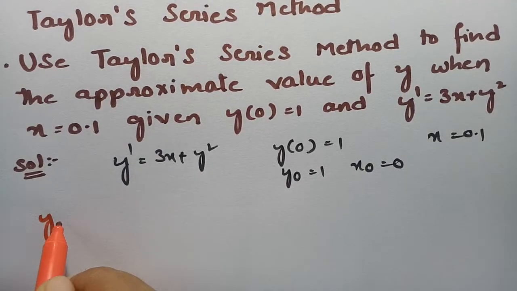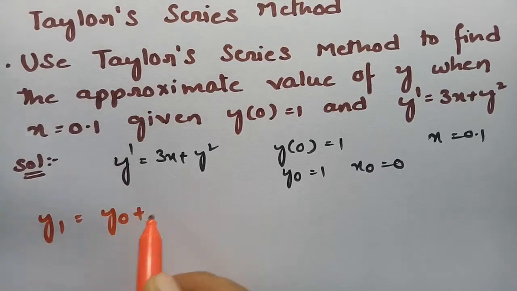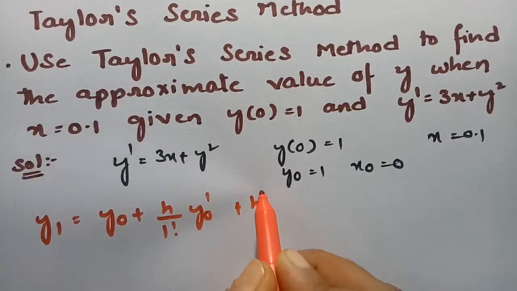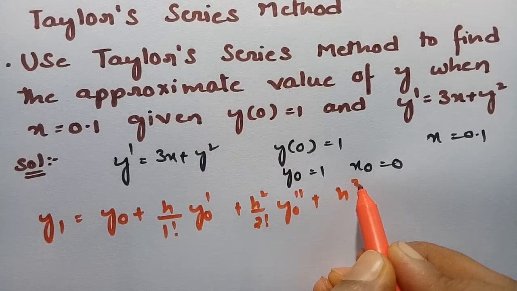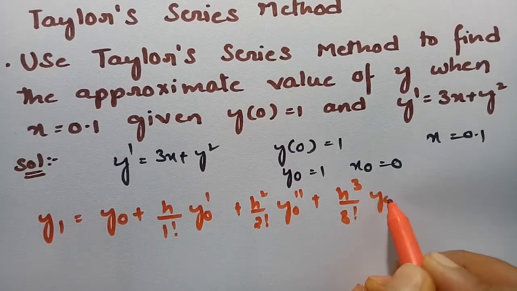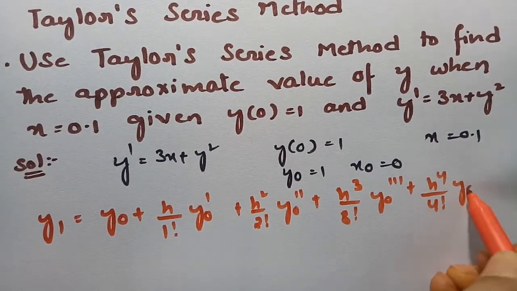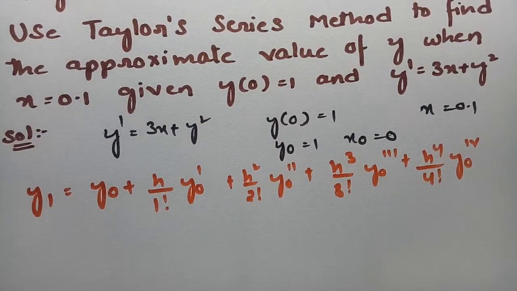We have the formula that y1 is equal to y naught plus h by 1 factorial into y naught dash, plus h square by 2 factorial into y naught double dash, plus h cube by 3 factorial into y naught triple dash, plus h power 4 by 4 factorial into y naught fourth derivative. So we have to substitute all the values here.